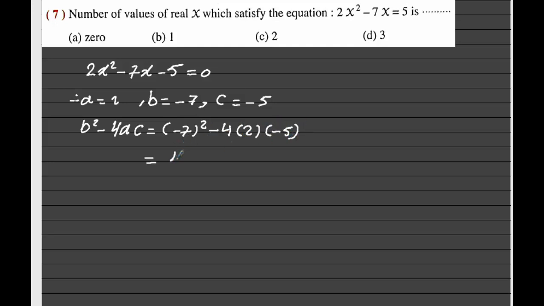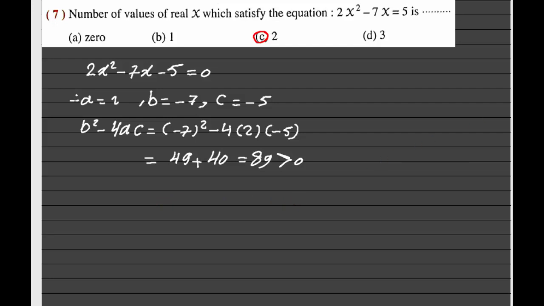Negative 7 power 2 is 49. Negative multiply negative is positive. 4 multiply 2 multiply 5 is 40. So the result equals 89. It is positive, greater than 0. Okay. So the number of values which satisfy the equation is 2, and we choose letter C because the equation has two roots, two real different roots.